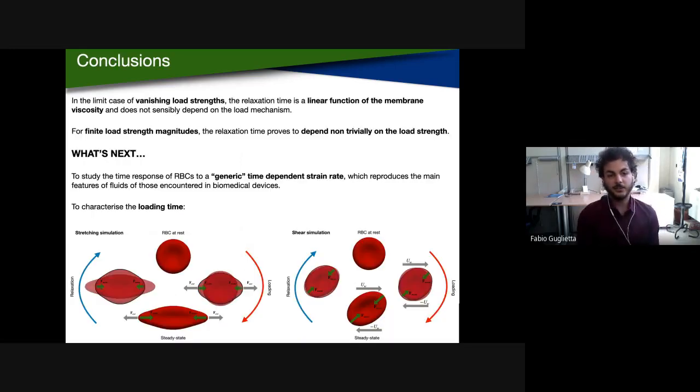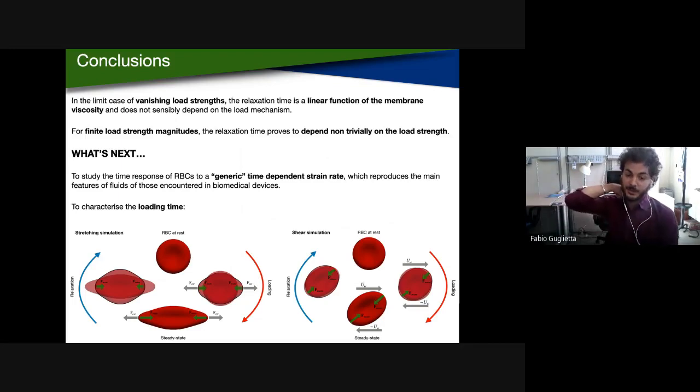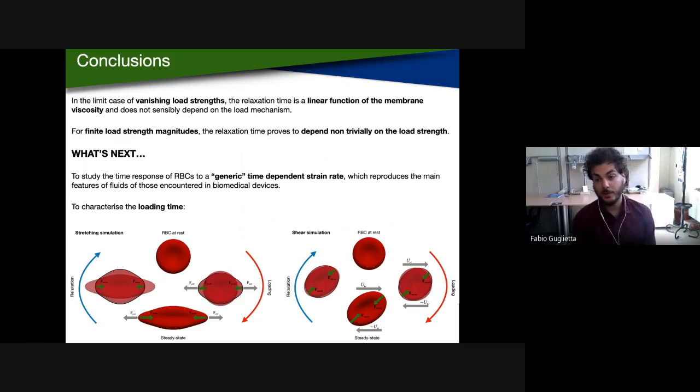So to conclude, in the limit case of vanishing load strength, the relaxation time is a linear function of the membrane viscosity. And more important, it does not sensibly depend on the load mechanism. While for finite load strength magnitudes, the relaxation time proves to depend non-trivially on the load strength.